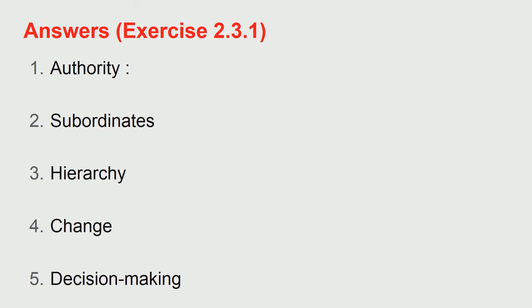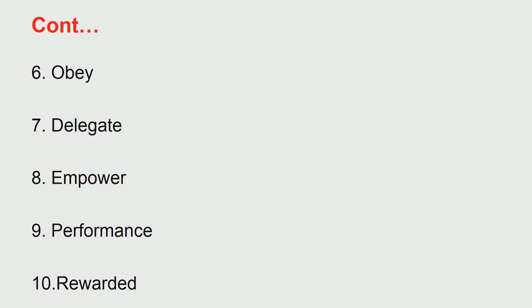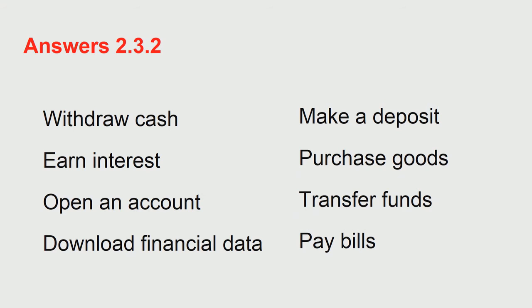So, answers. First one is we have already seen the very first exercise that we did. 1 authority, 2 subordinates, 3 hierarchy, number 4 is change, number 5 decision making, number 6 obey, number 7 delegate, number 8 empower, number 9 performance, number 10 is rewarded. Answers to exercise 2.3.2, first expression, withdraw cash, earn interest, open an account, download financial data, make a deposit, purchase goods, transfer funds and pay bills.